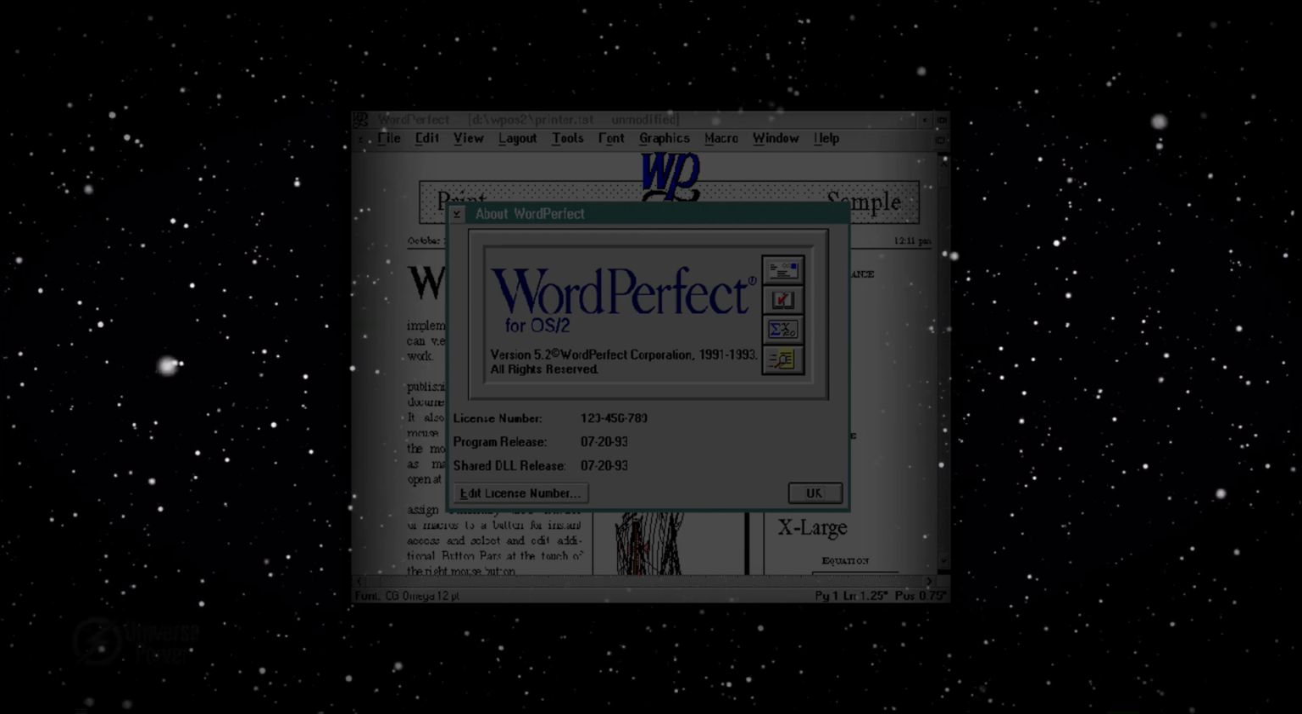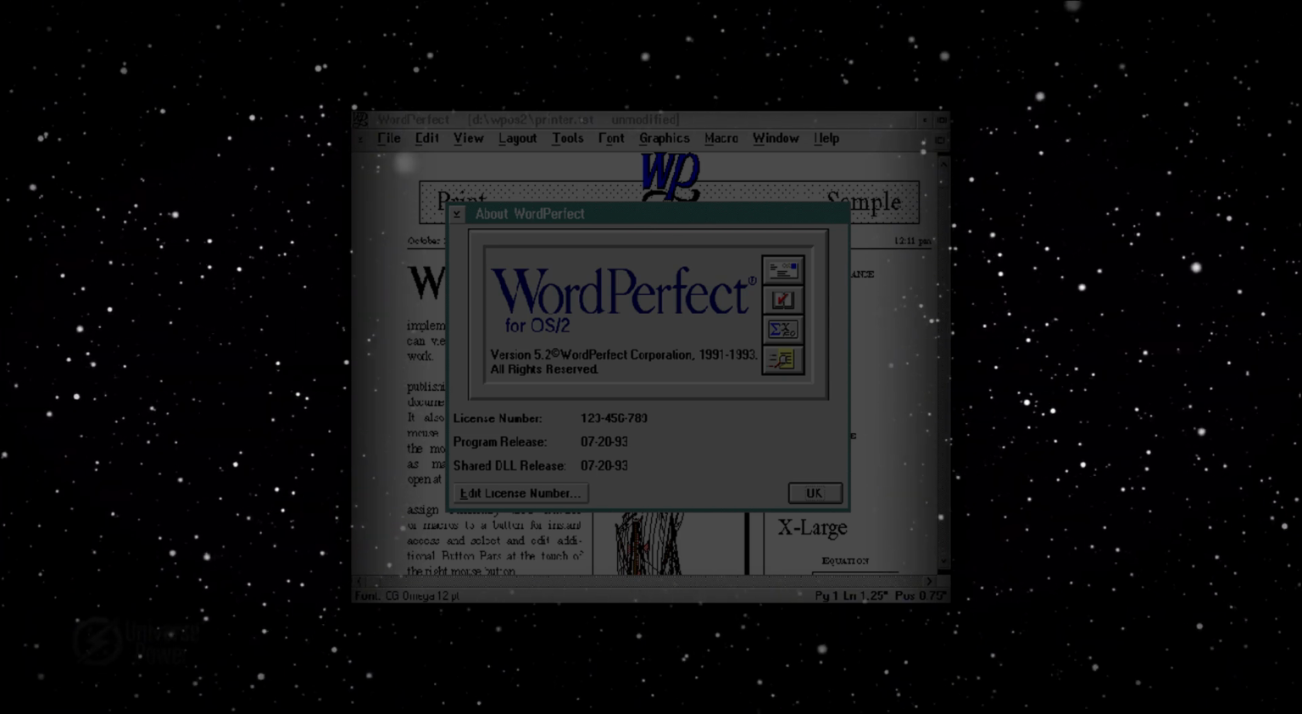Level 45. Word processors and spreadsheets.